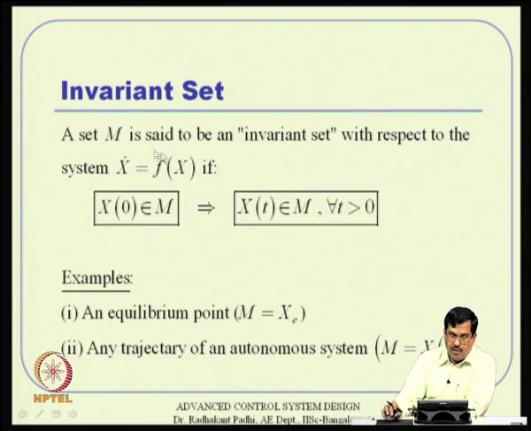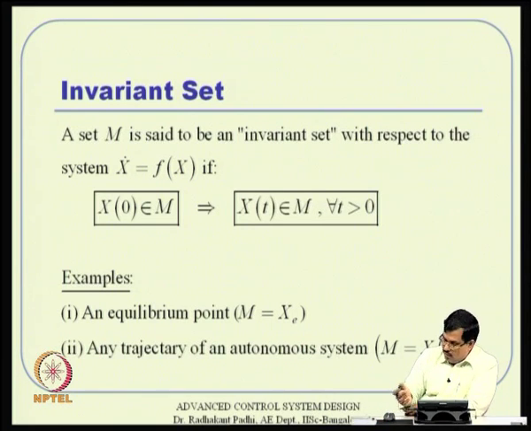So, what we talk about is an invariant set. A set M is said to be an invariant set with respect to some system x dot is f of x, provided that if my initial condition belongs to that set, then for all time my solution will also belong to that set. So, it is obviously invariant, it does not go anywhere else. What is an example? Obviously, an equilibrium point is an invariant set. If I start on the equilibrium, I will stay on the equilibrium always.